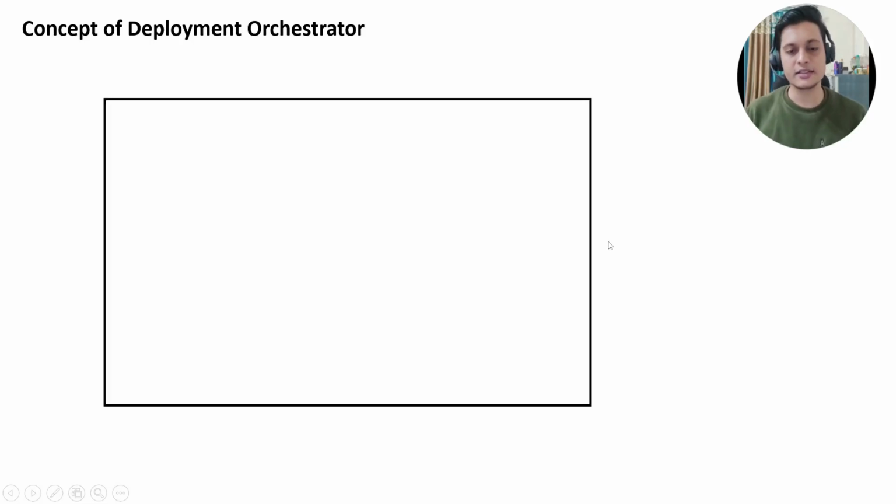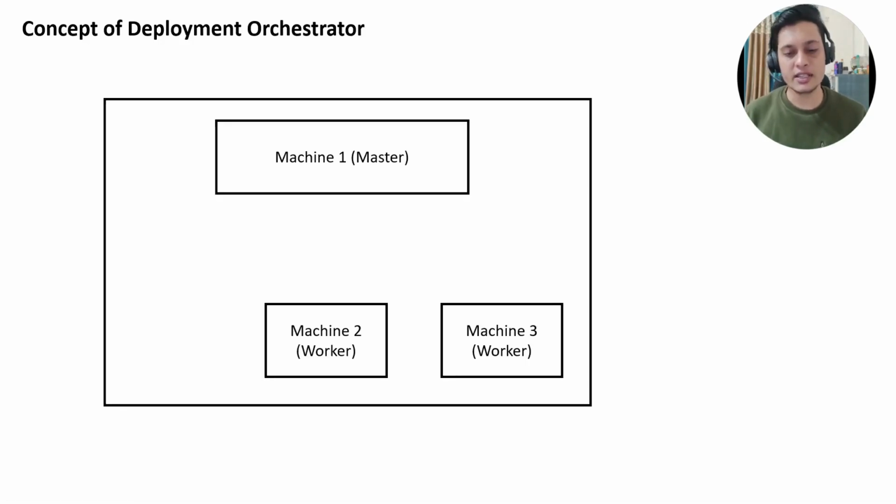Let's assume it is a simple plain box, or you can say it is a network. Inside this network there are three machines: machine 1, machine 2, machine 3. For now we will assume machine 1 as master and machine 2 and machine 3 as workers, but these three machines can all be of the same type. When a particular set of machines is present inside a network, that particular machine network is called a cluster. In a cluster, there are multiple machines and all the machines are connected to each other. So it is the cluster.